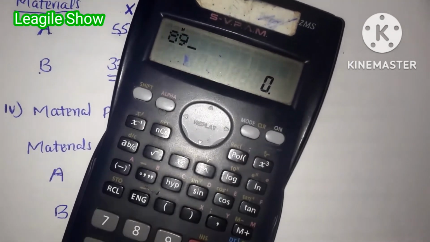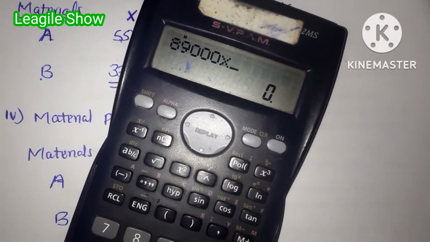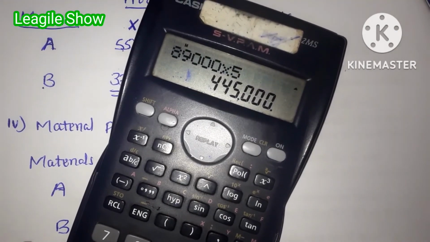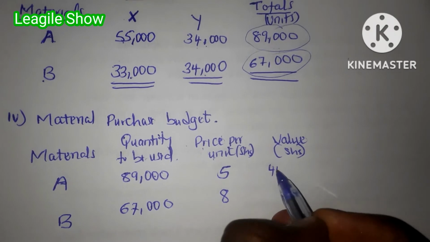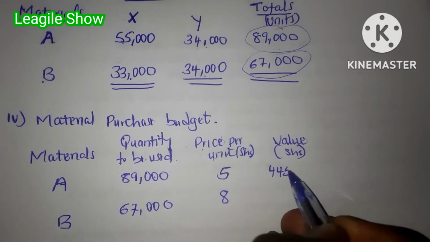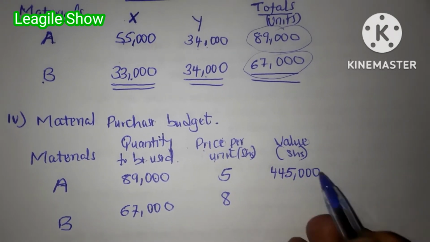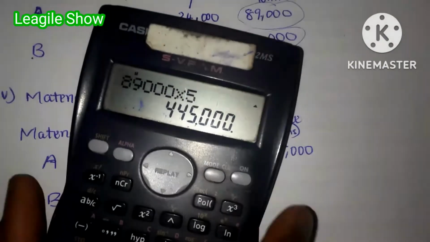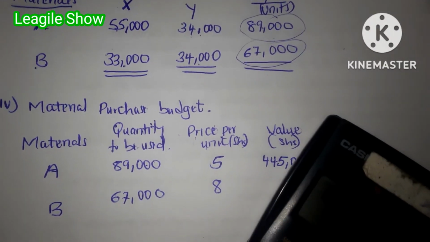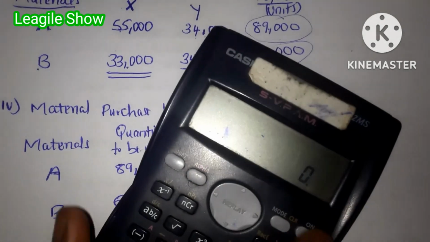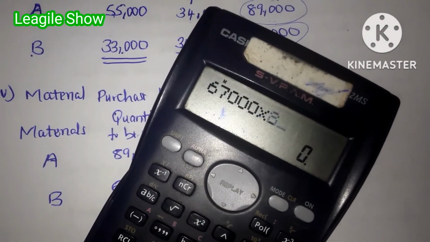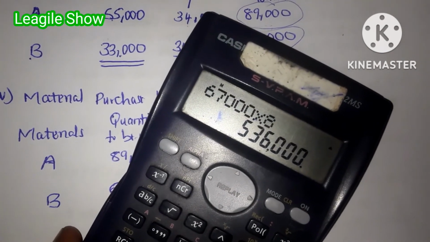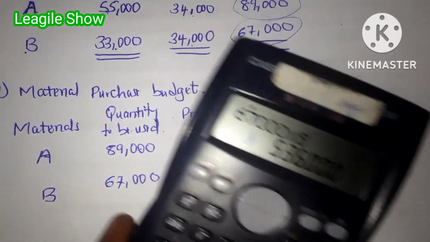89,000 times 5. What are we having? That is 445,000. Then we again feed that into our calculator: 67,000 times 8. What are we having? 536,000.